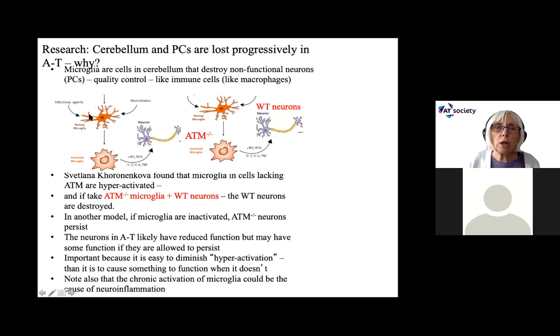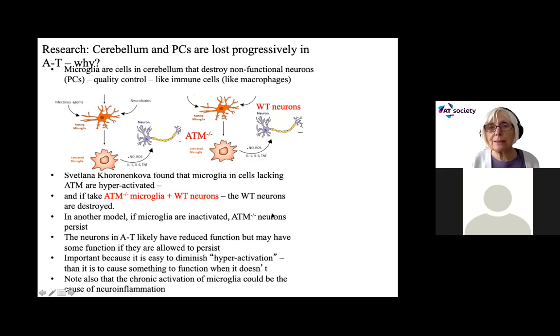So what Svetlana did was take the microglia from cells which weren't making any ATM and mix them in a petri dish in the lab with neurons that were from wild type cells. And what she found was that the wild type neurons were destroyed by these microglia. And then in another model system, it was found that if the ATM minus microglia are inactivated, and there are drugs that will do that, then the ATM neurons persist.